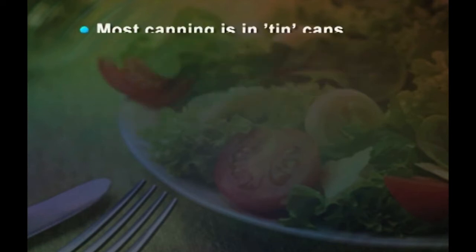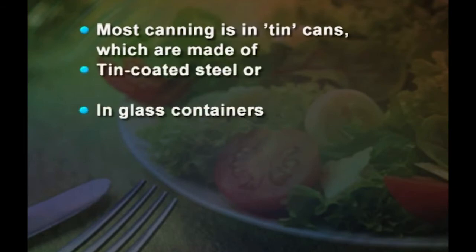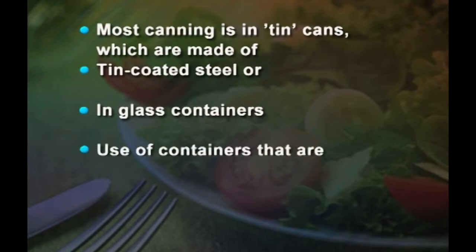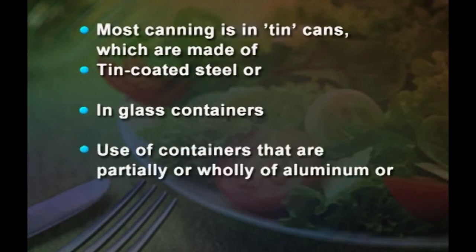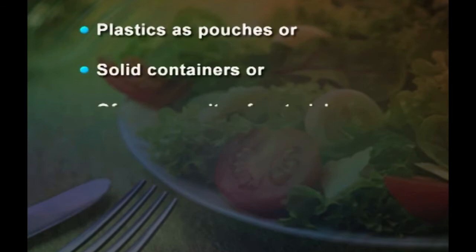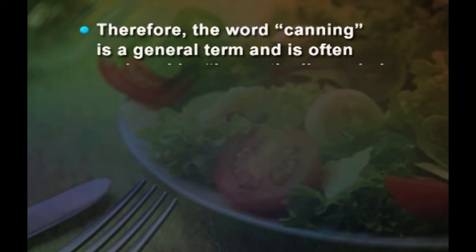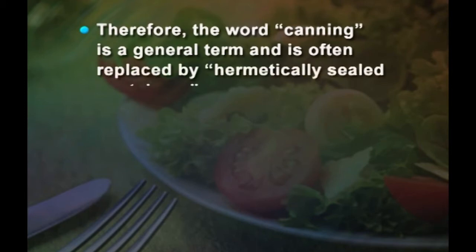Most canning is in tin cans, which are made of tin coated steel, or in glass containers. Containers that are partially or wholly aluminum or plastics, as pouches or solid containers, or of a composite of materials are also used. Therefore, the word canning is a general term and is often replaced by hermetically sealed containers.